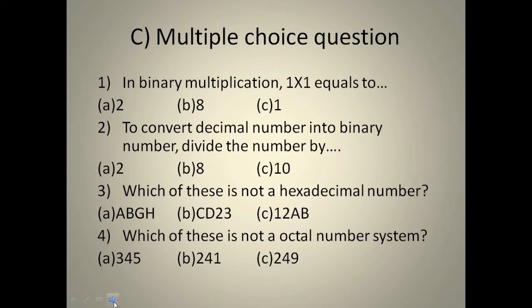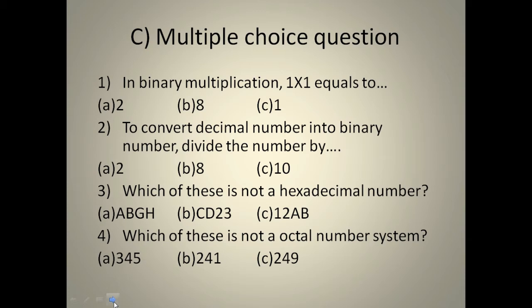Number 2, to convert a decimal number into a binary number, divide the number by how much? If you want to convert a decimal number into a binary number, you have to divide the number. I have shown in the example, but with which number? You have to divide by 2, 8 or 10.